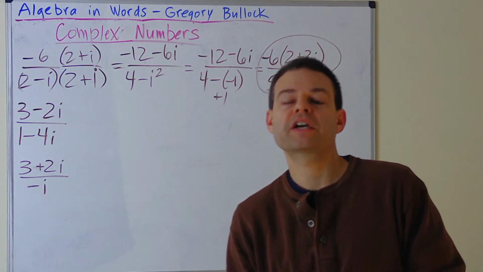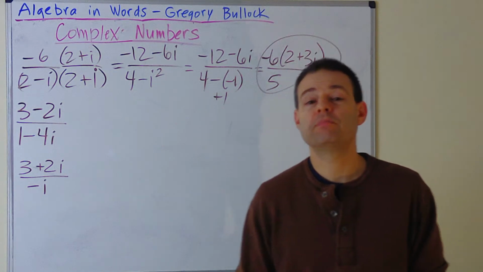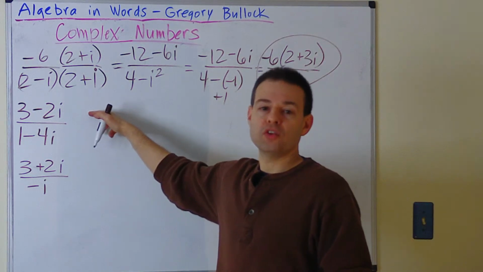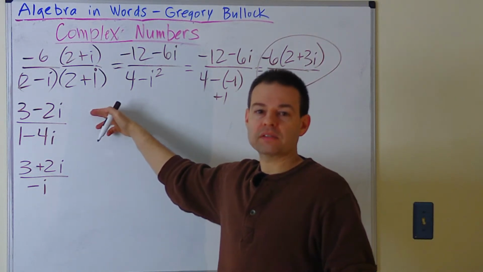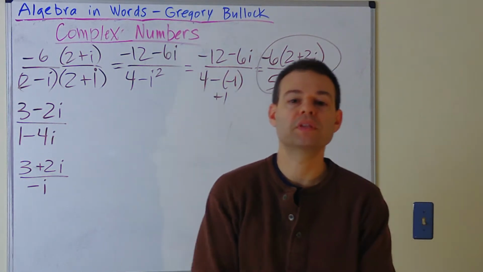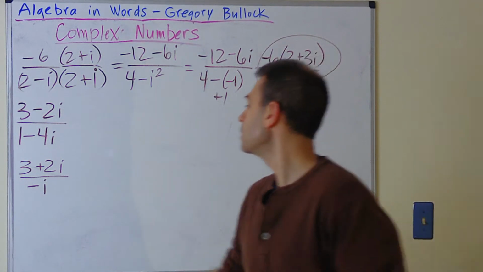Let's take a look at the next problem. And the next problem is basically much the same as the top one. It's just that in this one, in the numerator, there's two terms, a complex number, whereas in the last problem, there was just one term in the numerator. But the strategy is going to be the same.